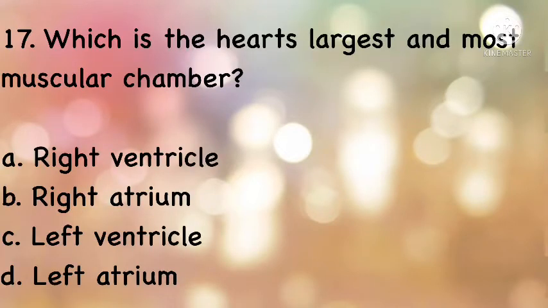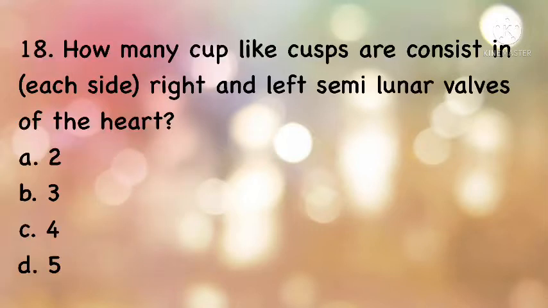Which is the heart's largest and most muscular chamber? Right ventricle, right atrium, left ventricle, left atrium. Correct answer is C, left ventricle. How many cup-like cusps are there in each of the right and left semilunar valves of the heart? 2, 3, 4, 5. Correct answer is B, 3.